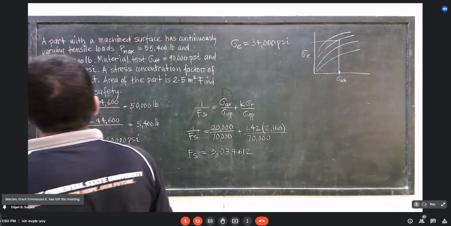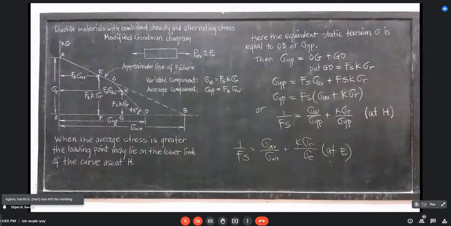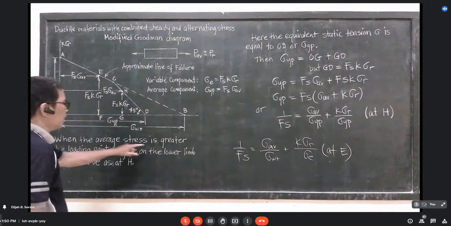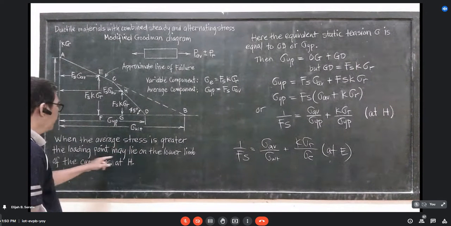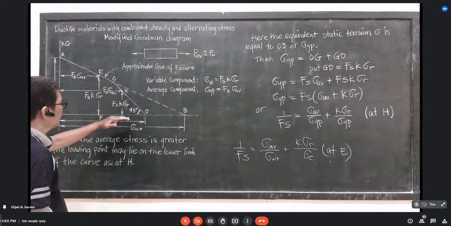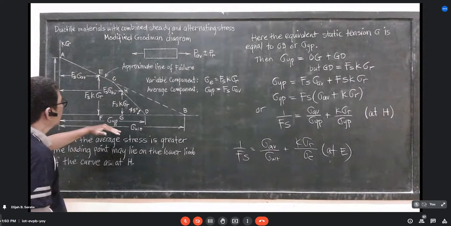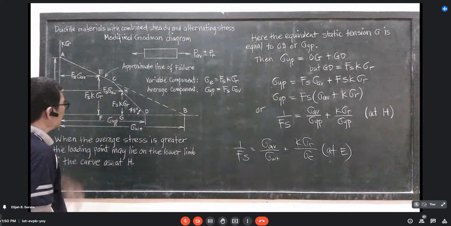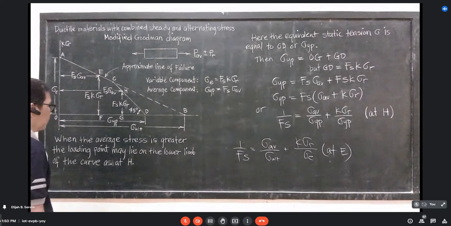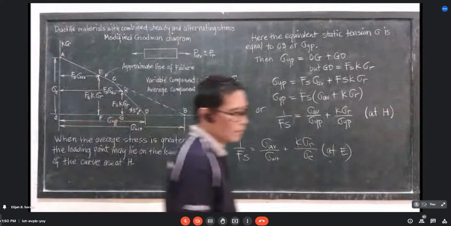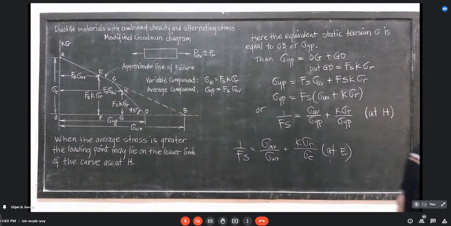According to the PDF file that I've given you, according to SPATS, it just says when the average stress is greater, the loading point is greater. The question is, how much greater is it? That it should belong to H, when the average stress is greater.